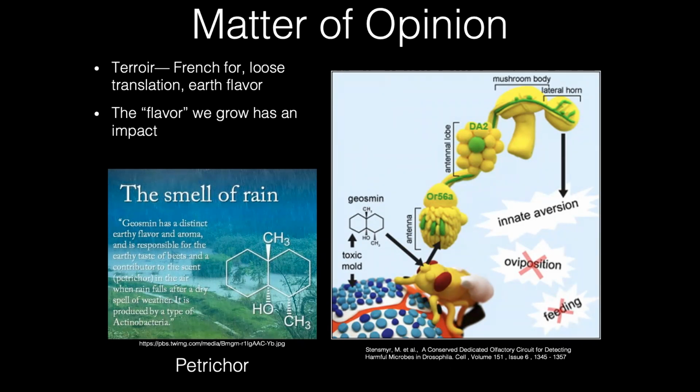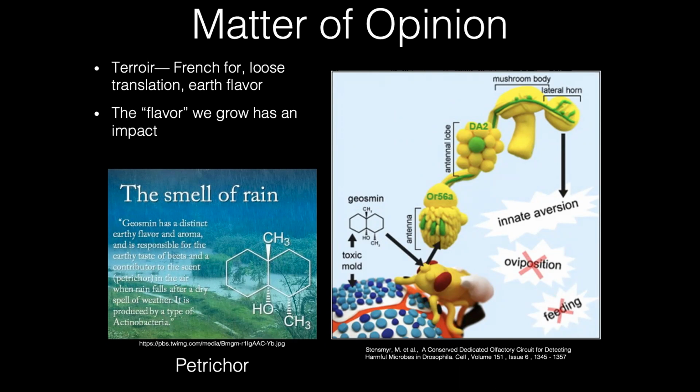So when we have these different microbes and different reactions that are happening in the soil, some of that smell, some of that flavor can make its way up into the wine or into the grapes or into the fruit, into our vegetables. Petrichor is a good example, and that's the general smell of rain. Most people love that smell of rain.